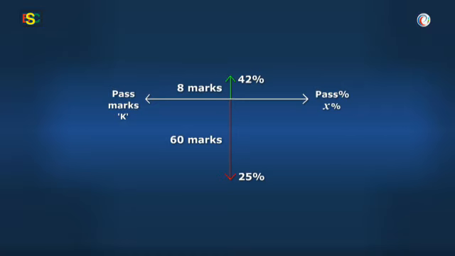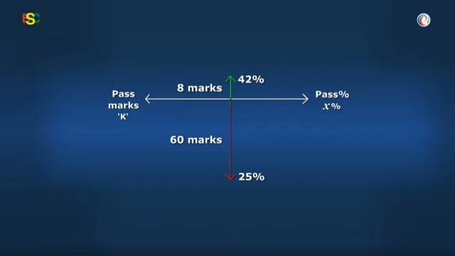Got it, Vidya? Yes, a candidate who secured 25% marks failed by 60 marks. That is, the candidate is 60 marks below the passing marks K, as well as the candidate who secured 42% marks is 8 marks above the passing marks K. I got it.